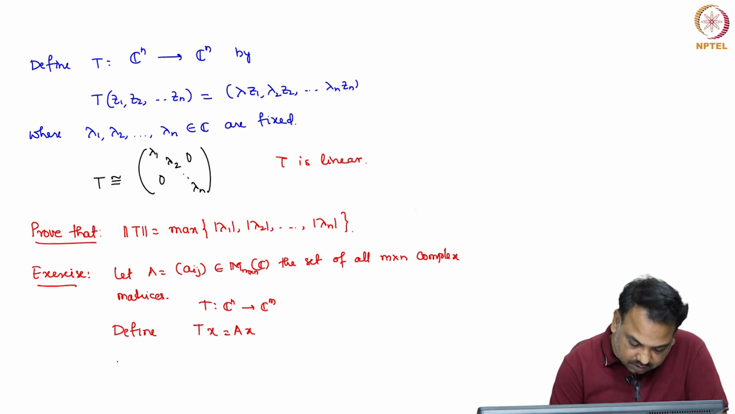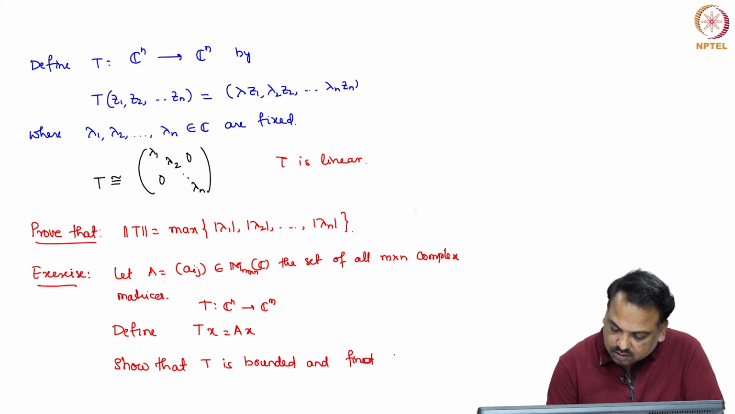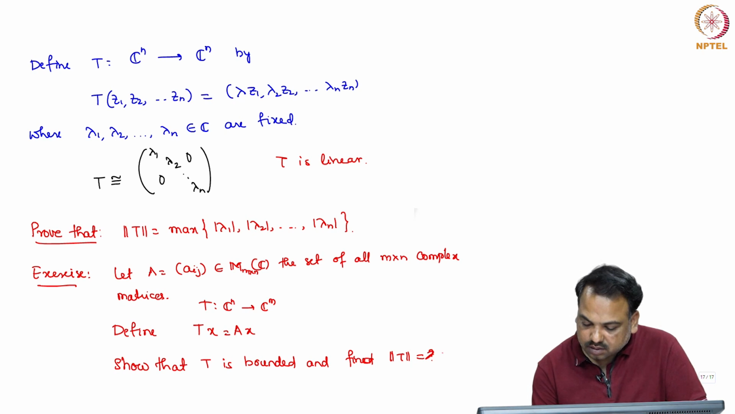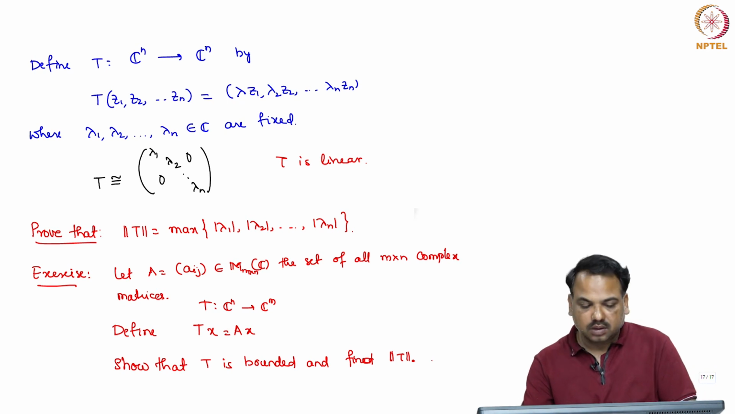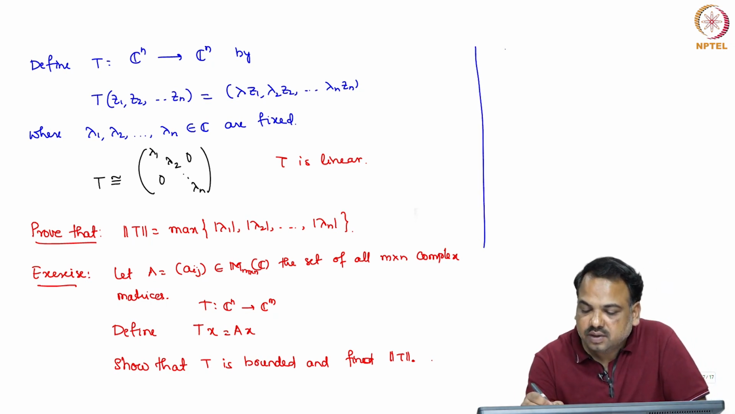Now show that T is bounded and find the norm of the operator. Okay. So this is about finding the norm of an operator. We can also view this norm of an operator in a slightly different way.